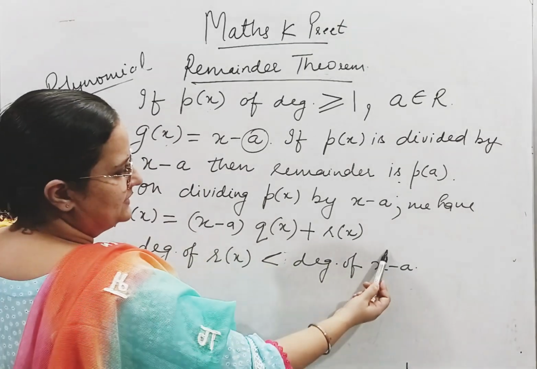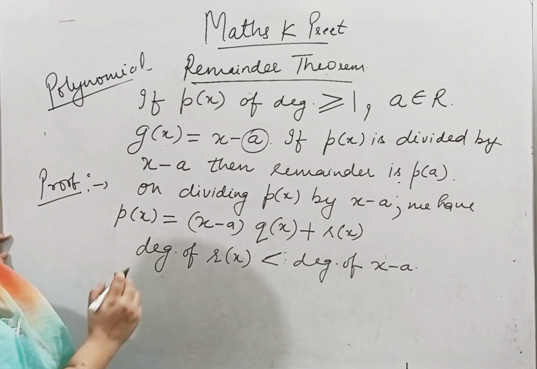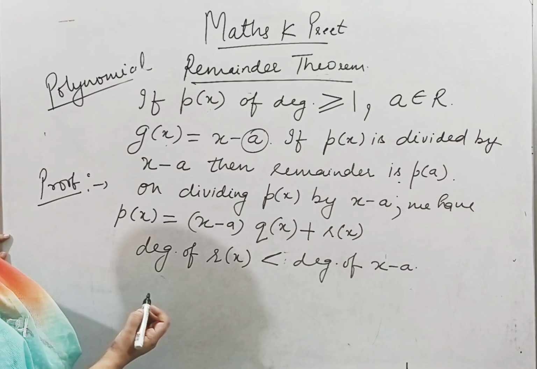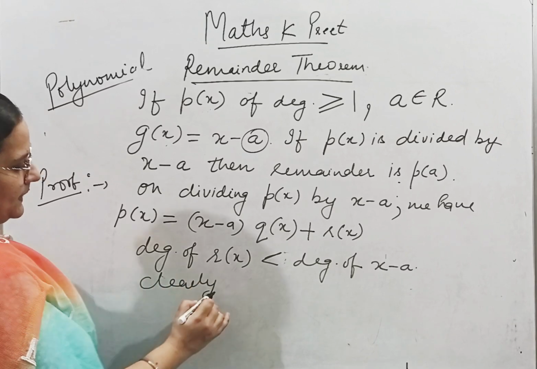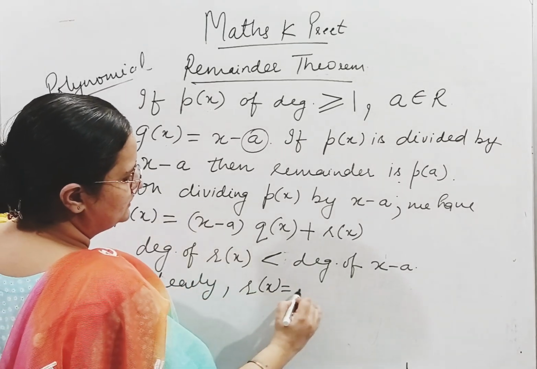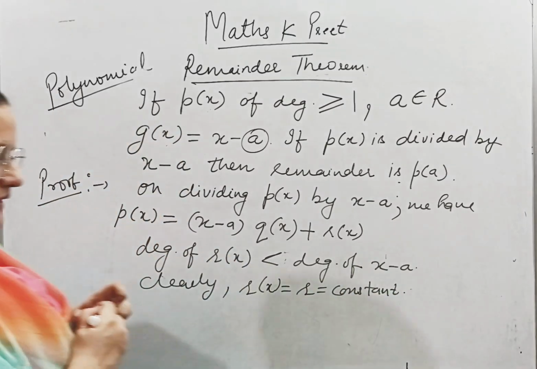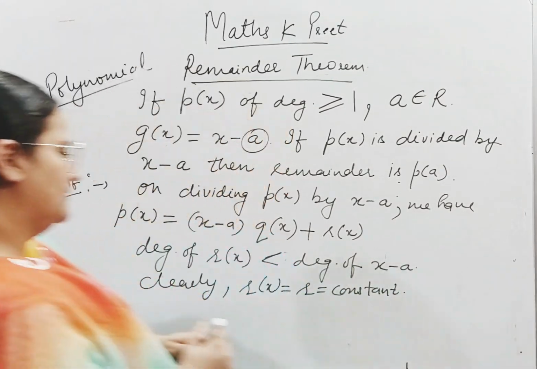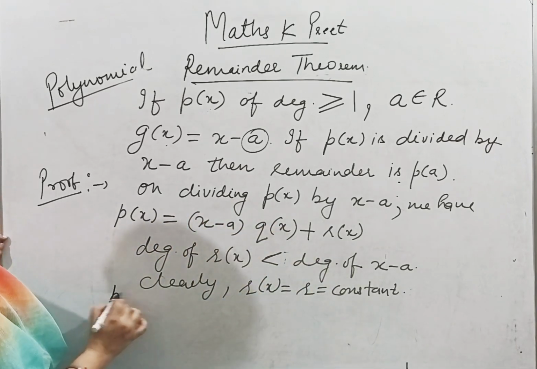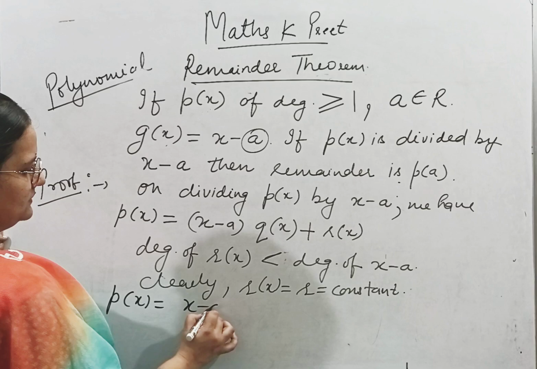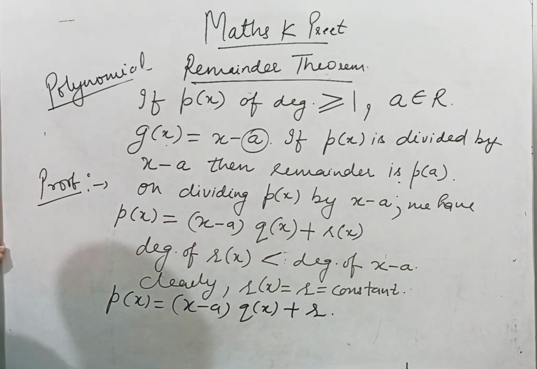So what is the degree of x minus a? 1. So less than 1 is what? 0. Degree 0 means that r(x) is a constant. So clearly r(x) will be equal to r, a constant. So we can put the value here. We will put the value of r(x), r, in this equation. So p(x) is equal to (x minus a) q(x) as it is, plus r.